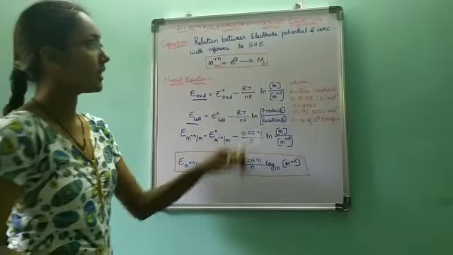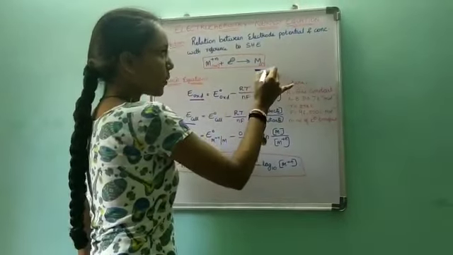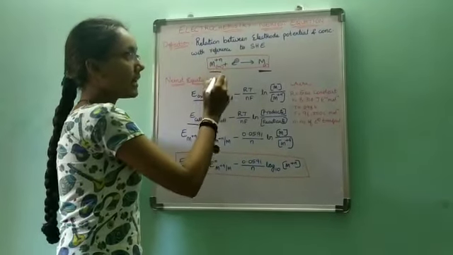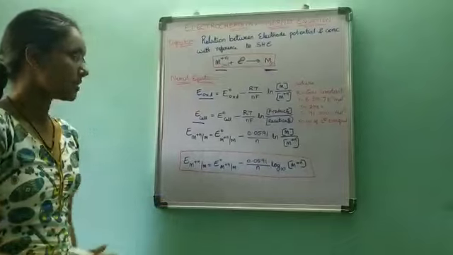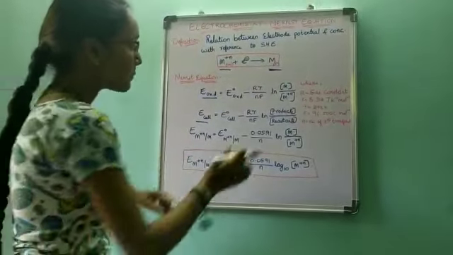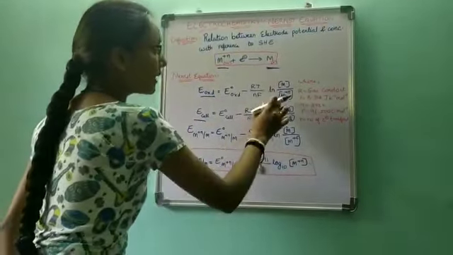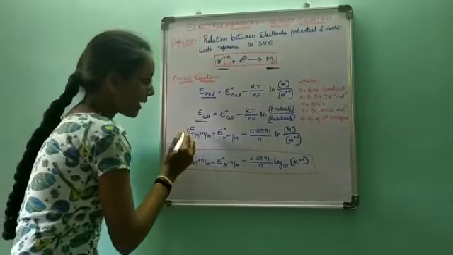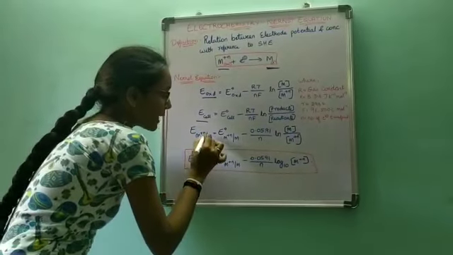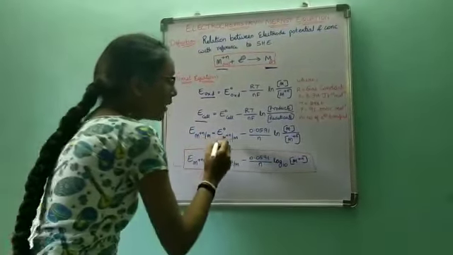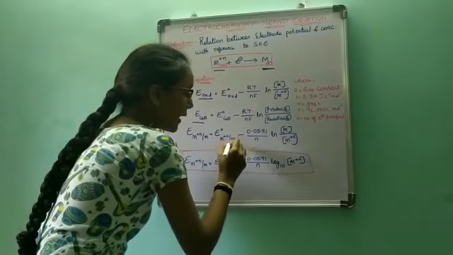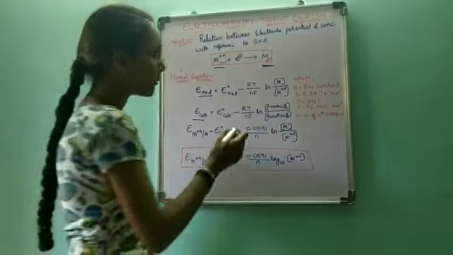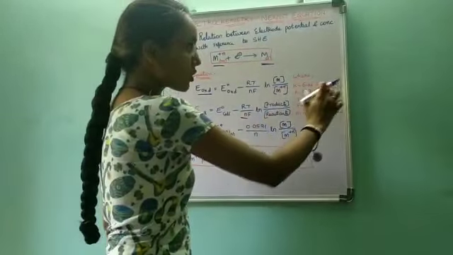I already mentioned that this solid form is referred to as the products, and the ion form, or the aqueous form of M power plus N, can be written as reactants. So this can be written as E M power plus N by M is equal to E naught M power plus N by M minus 0.059, which is substituted from these values, where R is the gas constant.